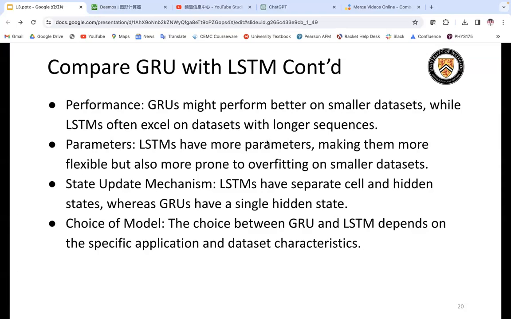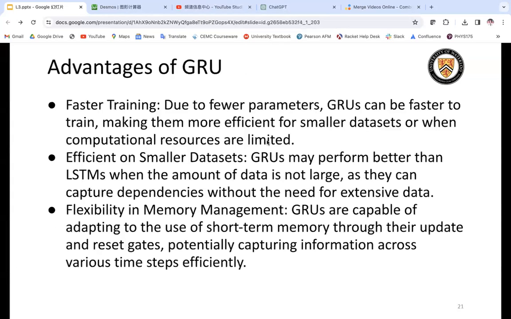In terms of the choice of model, the choice between GRU and LSTM really depends on your specific application and dataset characteristics. Now let's talk about some advantages of GRU. The first one is faster training. Due to fewer parameters, gated recurrent units can be faster to train, making them more efficient for smaller datasets or when computational resources are limited.